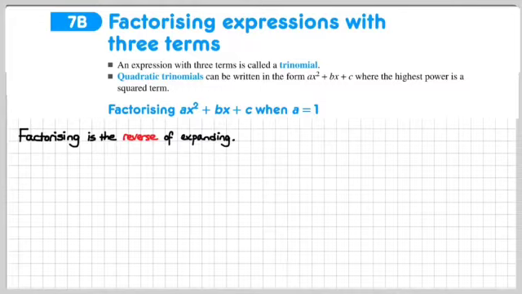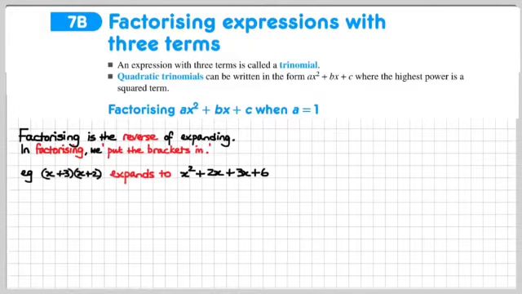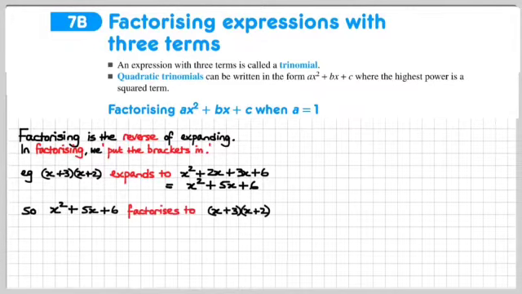Okay, as I said to you, factorising is the reverse of expanding. In factorising, we put the brackets in. So, as you will have found out in the last session if you've had a chance to watch it, this with the brackets expands to that, which becomes that. No brackets inside over here. So it also follows, guys, that if you were to go in the reverse process, that this would factorise to this. I'm going to show you how to do it.